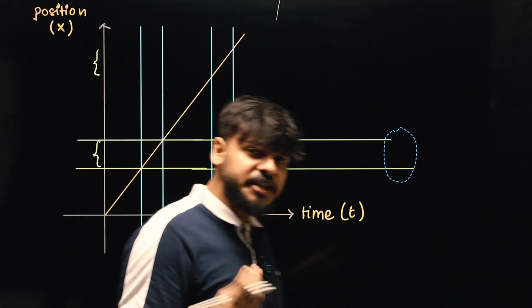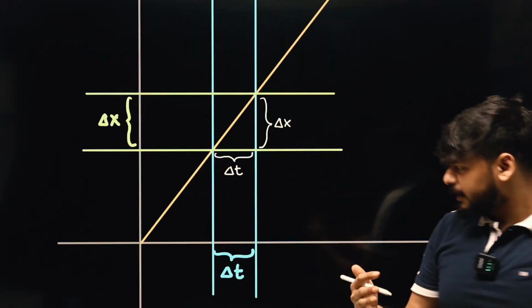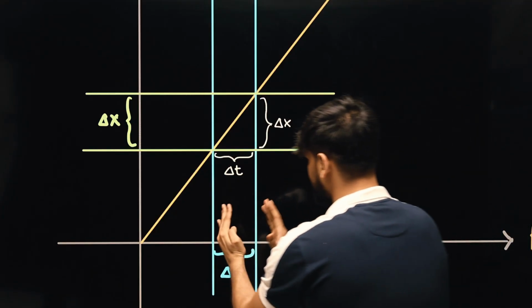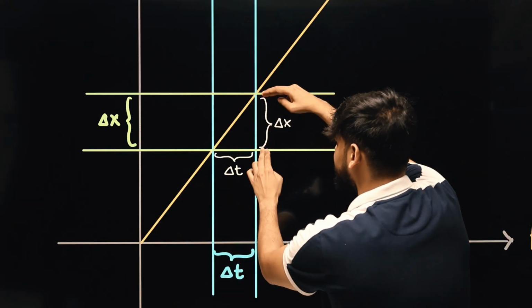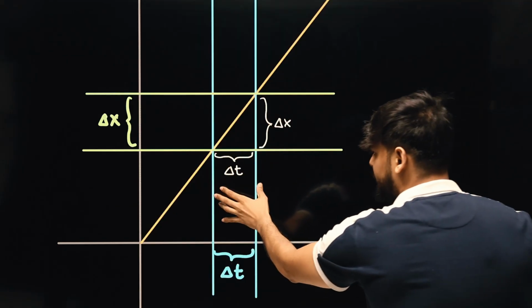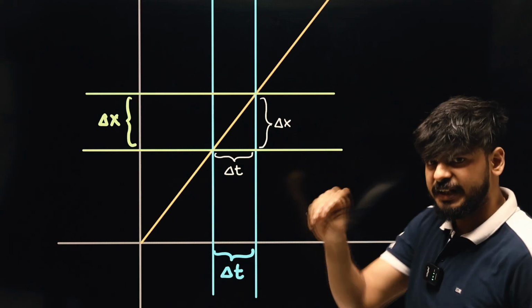So in conclusion, I can say, let me erase the extra stuff and then tell you my conclusion. For this moving body, whenever I pick a certain interval of time and I measure how much distance it has covered in that time, I will always find this distance covered by time taken to be a constant value. That constant value in this particular question was 3 meters per second.